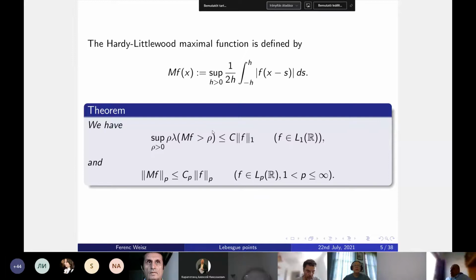Good. Now I introduce the Dirichlet maximal function. I define it by the supremum over all h greater than 0, I integrate over the interval minus h to h, and I divide by 2h. So there are several definitions for this Dirichlet maximal function. For simplicity, I introduce this one.